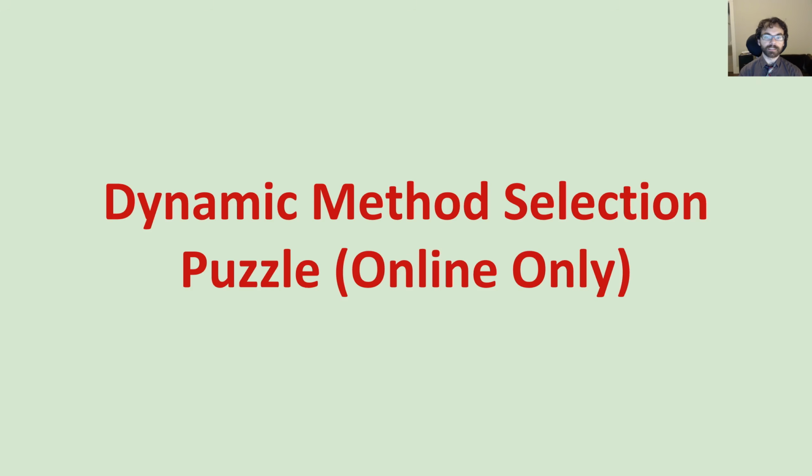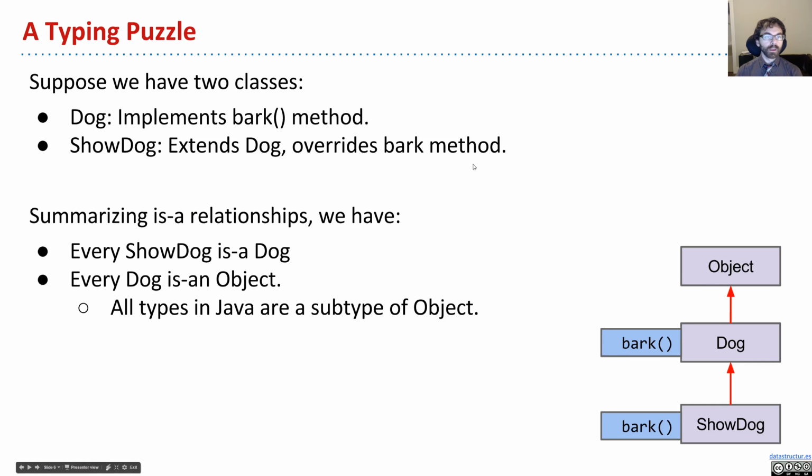As a warm-up to today's lecture, let's do a little dynamic method selection puzzle just to remind ourselves of how all of this works. So let's suppose we have two classes. We have here Dog, which implements bark, and we have ShowDog, which extends Dog and overrides the bark method. So here, basically, we see that every ShowDog is a Dog, and every Dog is an Object. And remember that every single type out there is a subtype of Object if it doesn't extend something else, okay?